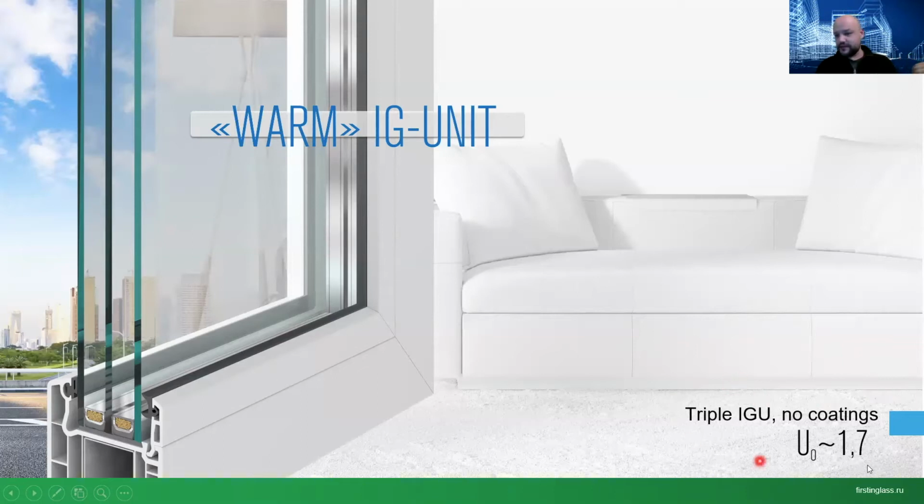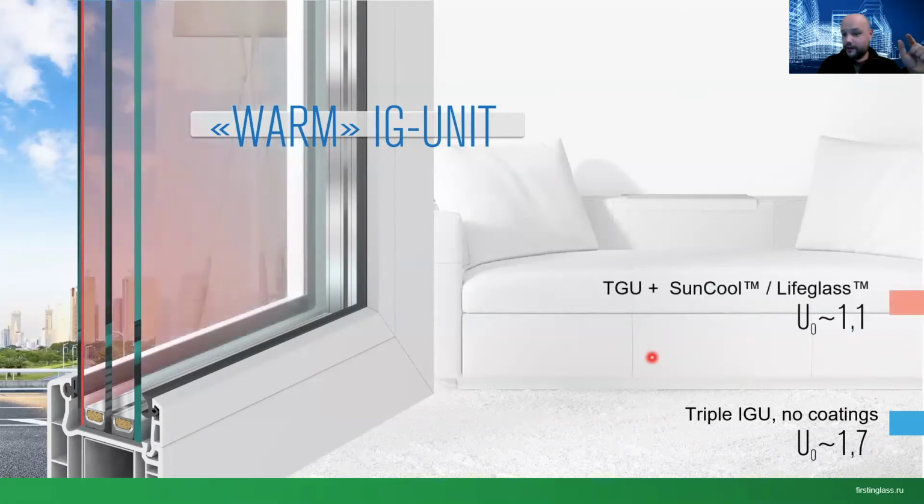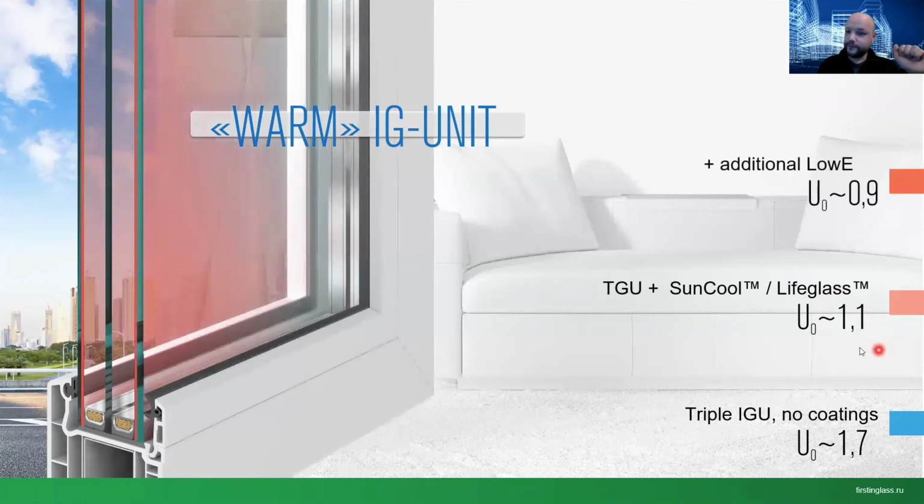Without any coatings, a triple IG unit is 1.7. Meanwhile, a double IG unit with one coating and argon gives you 1.1 or 1.0. Okay, one IG unit without argon, one coating, 1.1 again. We're talking about a triple IG unit here. An additional low E drops the parameters even lower.